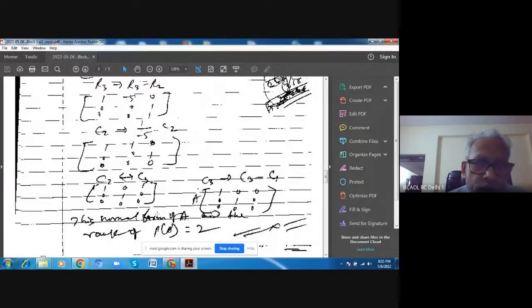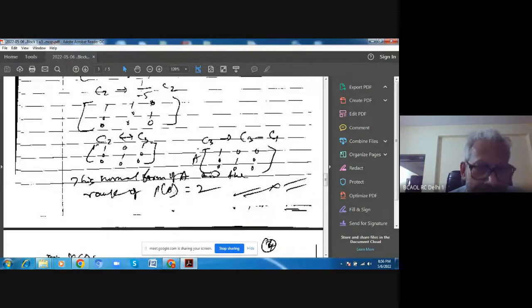Okay. So this is the normal form of A, and in this case you see the rank is 2, because one of the portions is 0, and if you find the determinant, that determinant is 0. So that's why the rank is 2, not 3. That is another case of how to reduce the matrix. In most cases the rank is the same, but here the rank is 2.